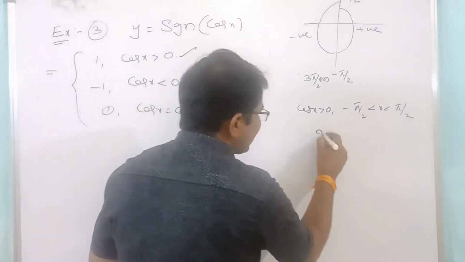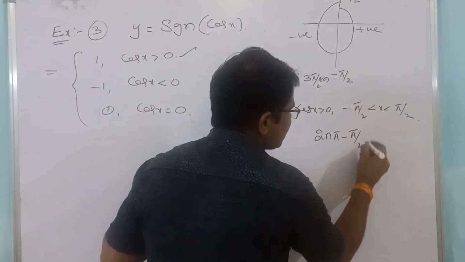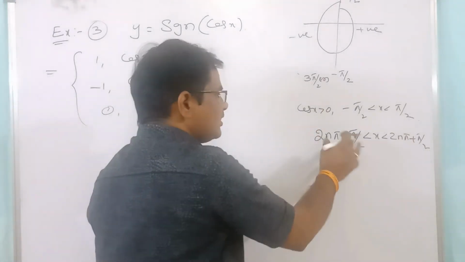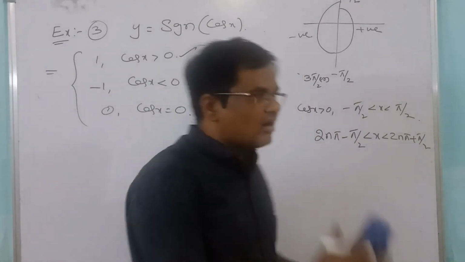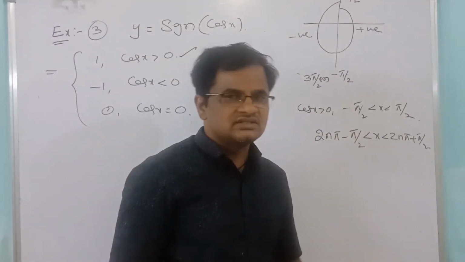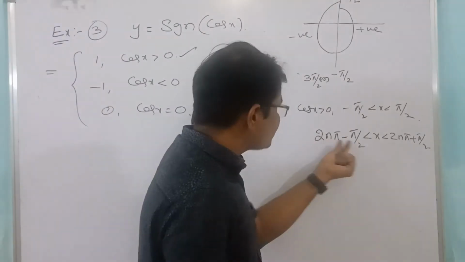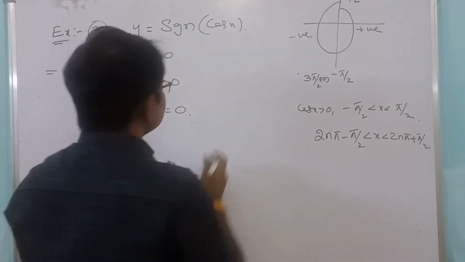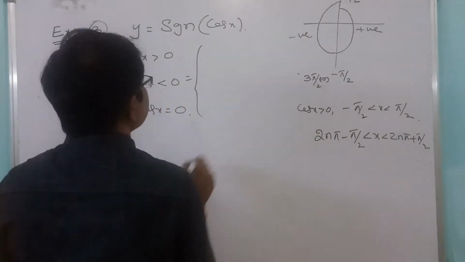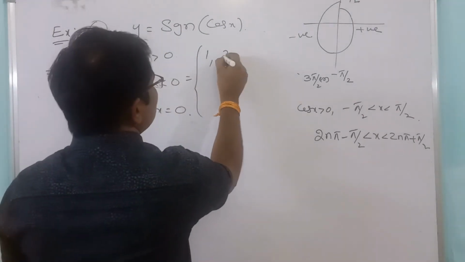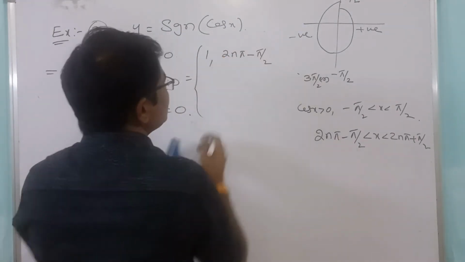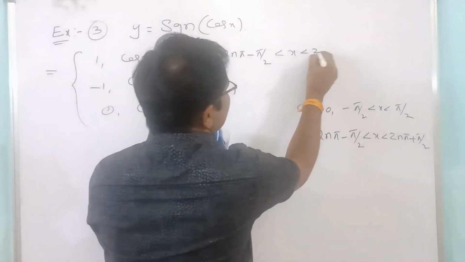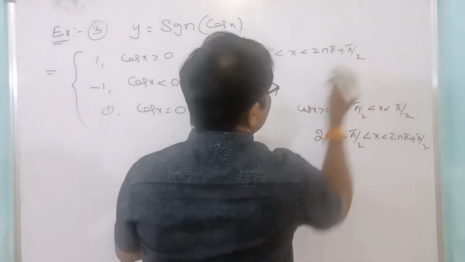We just have to add 2n pi: minus pi by 2 less than x less than 2n pi plus pi by 2. If you take all the integers in place of n, you will get all the intervals where cos x is greater than 0. Okay? If n equals 0, you substitute, minus pi by 2 to plus pi by 2. So that's why it can be written as 1 when 2n pi minus pi by 2 less than x less than 2n pi plus pi by 2, right?